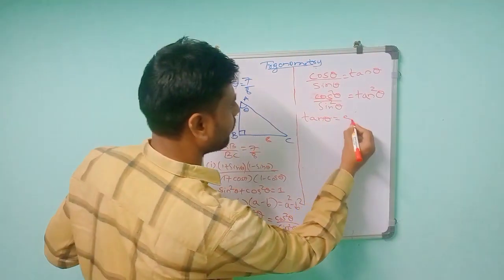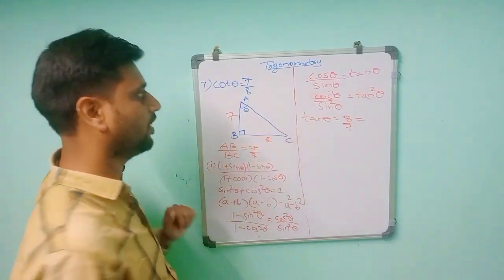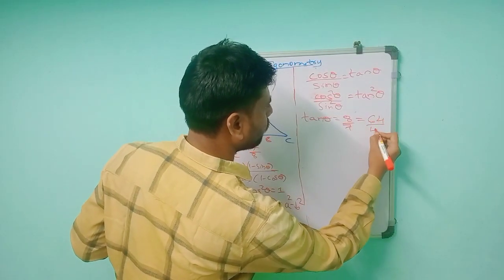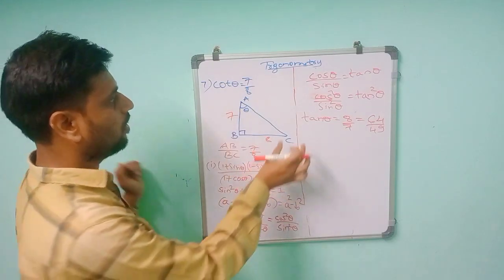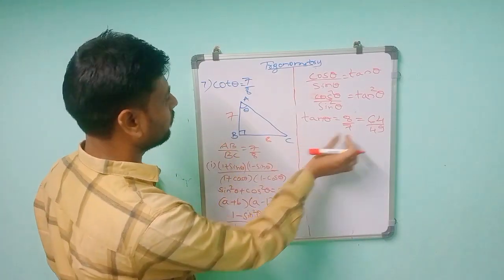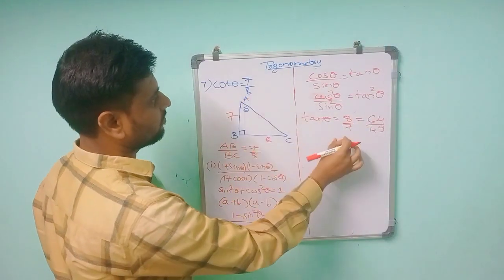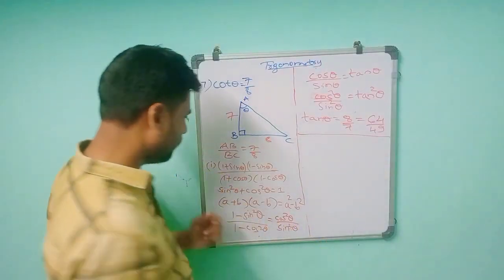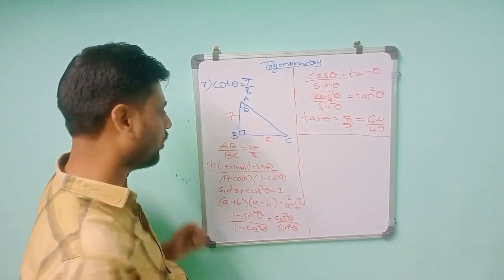So 8 by 7. They ask you to find out tan square theta. So tan square again, 8 square is 64, 7 square is 49. So opposite by adjacent. Opposite here is BC, so BC is 8. This 8 square divided by adjacent 7, so 7 square, 64 by 49 is the answer. So only this term you have to write. So it is coming in the next topic, I will tell that one.